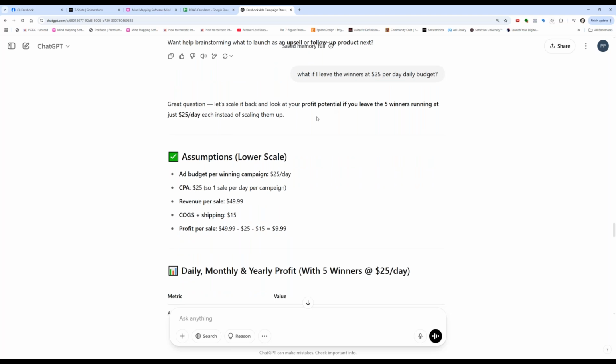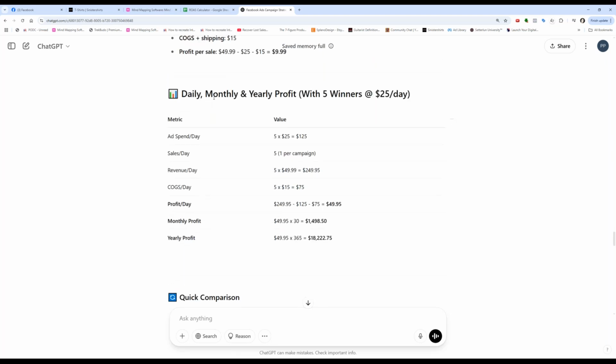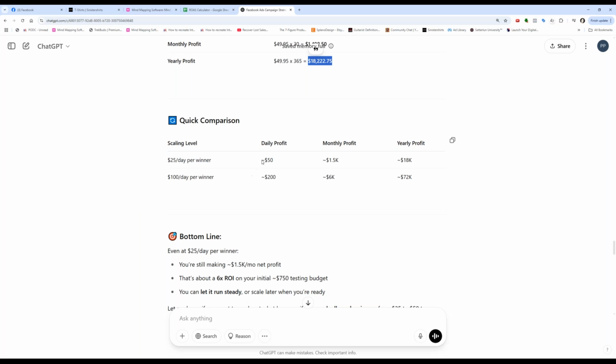Let's scale it back. So instead of going from 25 to 100, I said just leave it there. And the daily, monthly, and yearly profits with that at $5 per day. The ad spend on 5 campaigns is $125. You got 5 sales per day. Your revenue is $250. Cost of goods sold 75. Profit per day $50. There's your profit per month, basically 1,500. There's your yearly 1,800.